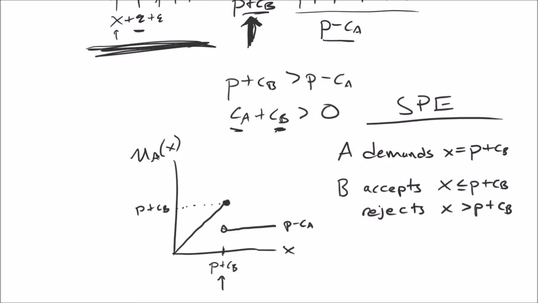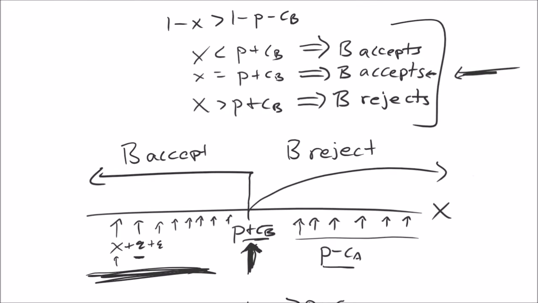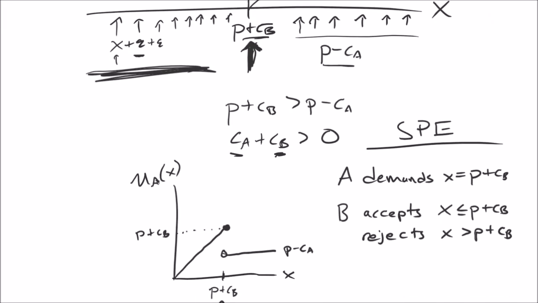In the next lecture, we'll deconstruct this assumption about B accepting when indifferent and see why, in fact, this equilibrium that we have described for the ultimatum game right here is, in fact, the only equilibrium.